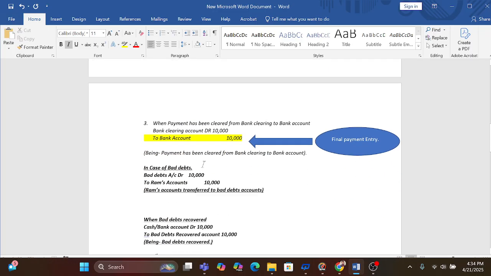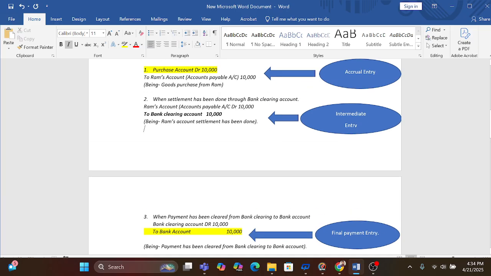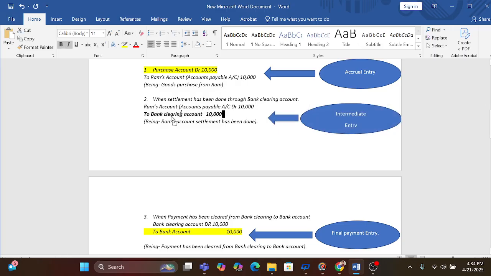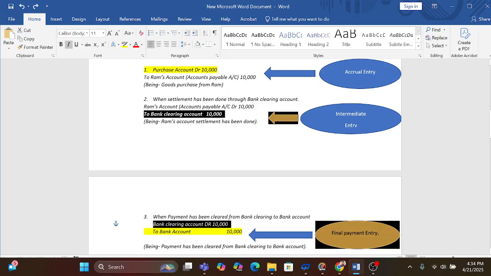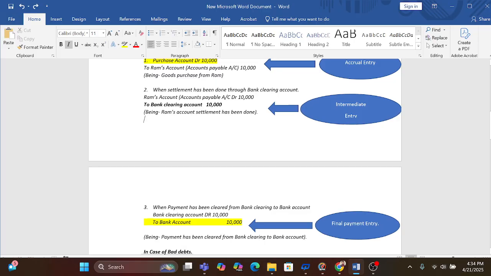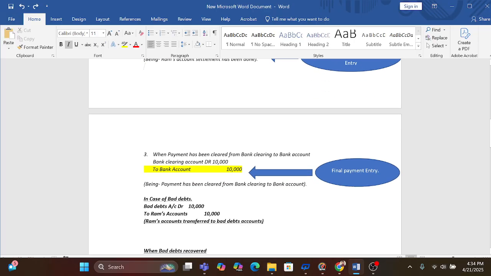If you see, it is a credit here, and if you see, here is debit. So after all, it will be nullified, and the impact of this entry is 0.